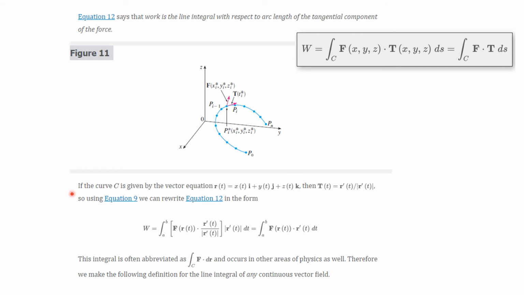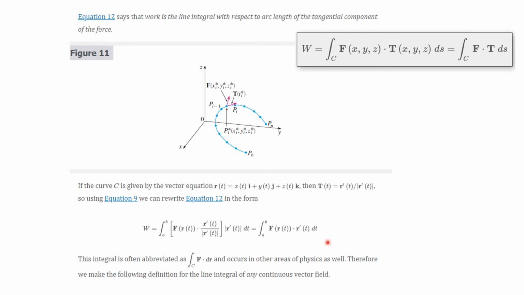So if the curve is given by the vector equation r(t) equals x(t) in the i direction, y(t) in the j direction, and z(t) in the k direction, then as we know from before, the tangent is going to be r'(t) divided by the magnitude of r'(t), because this is a unit vector. I can put that into my equation for work. But now we know ds is the magnitude of r'(t) dt. So the magnitudes of r' cancel, and I get that this is the integral of F(r(t)) dotted with r'(t) dt.